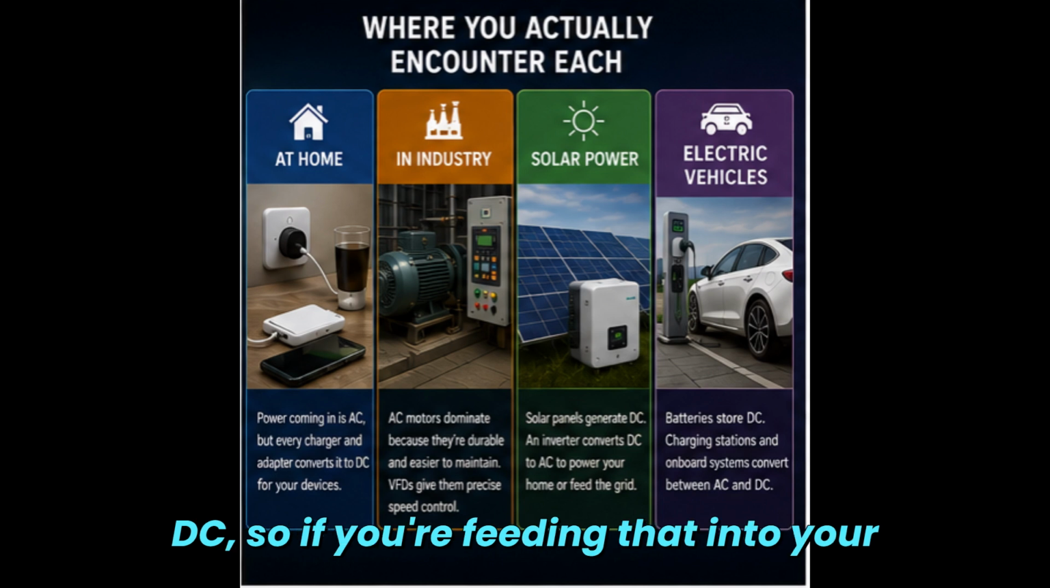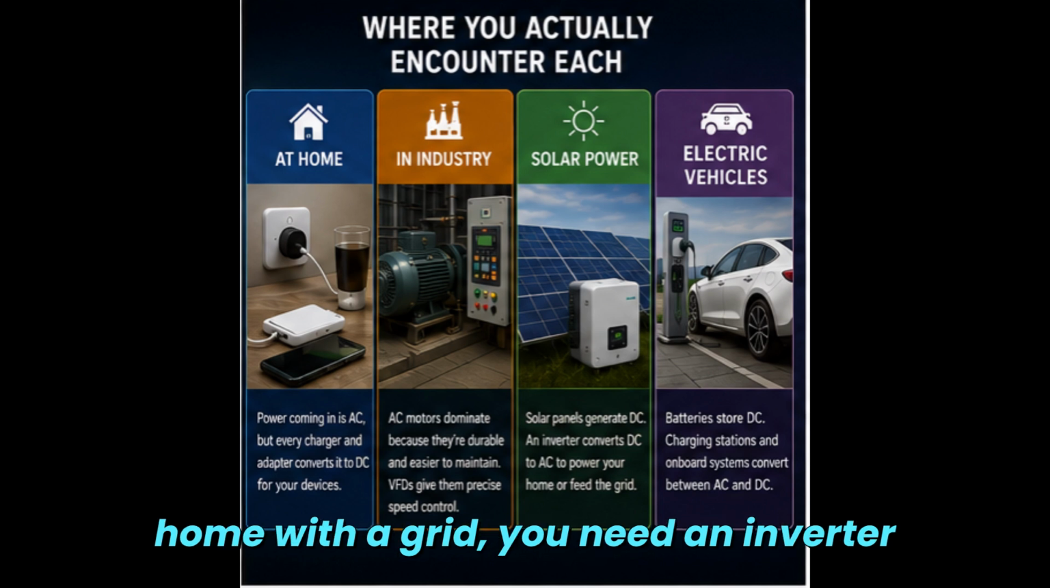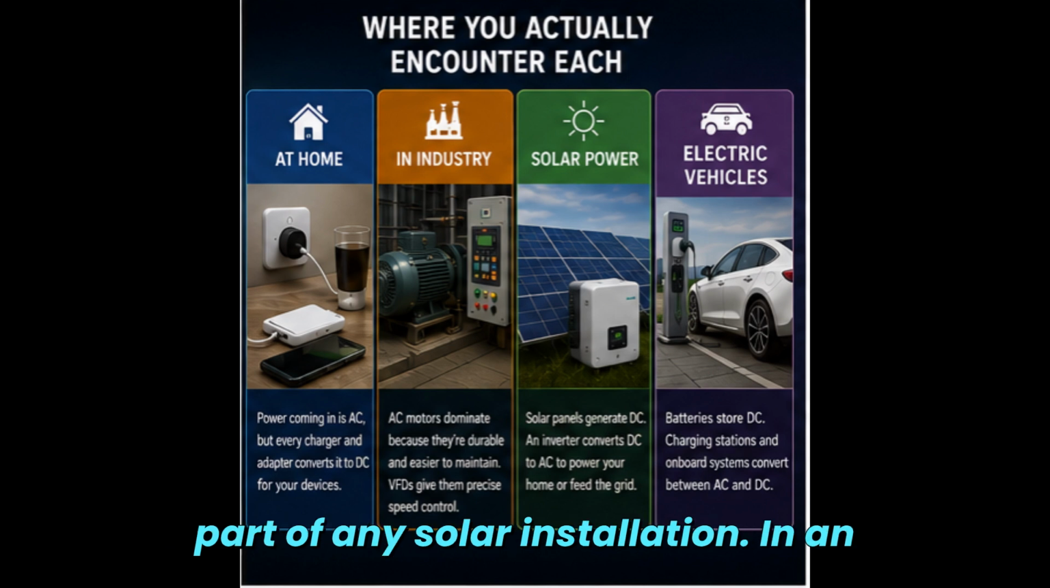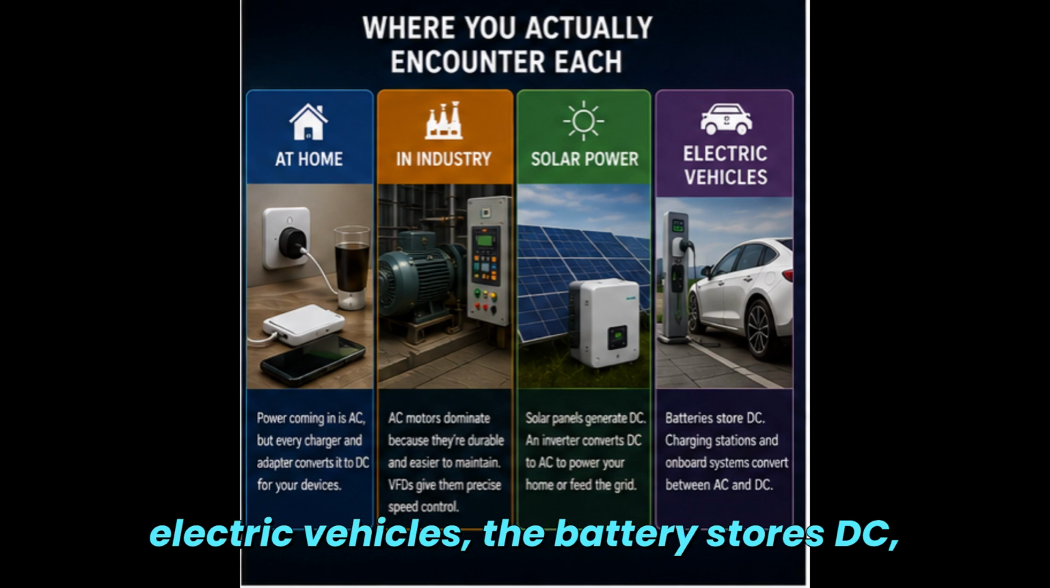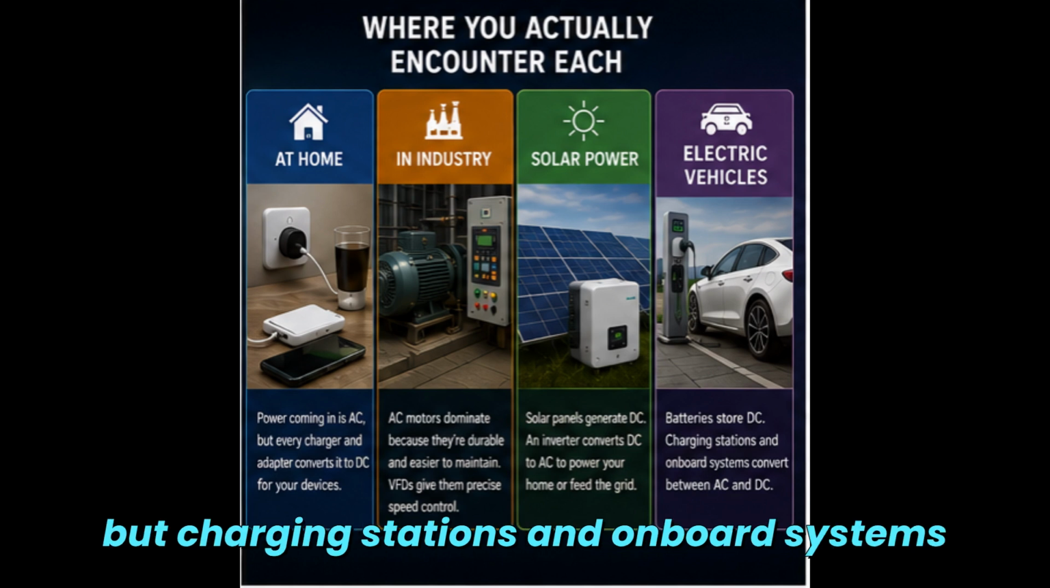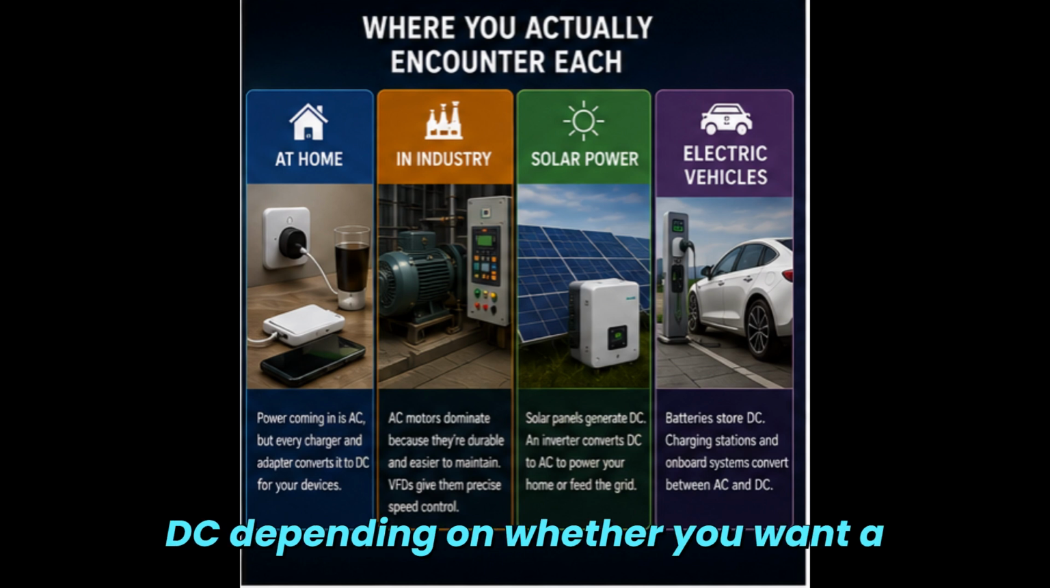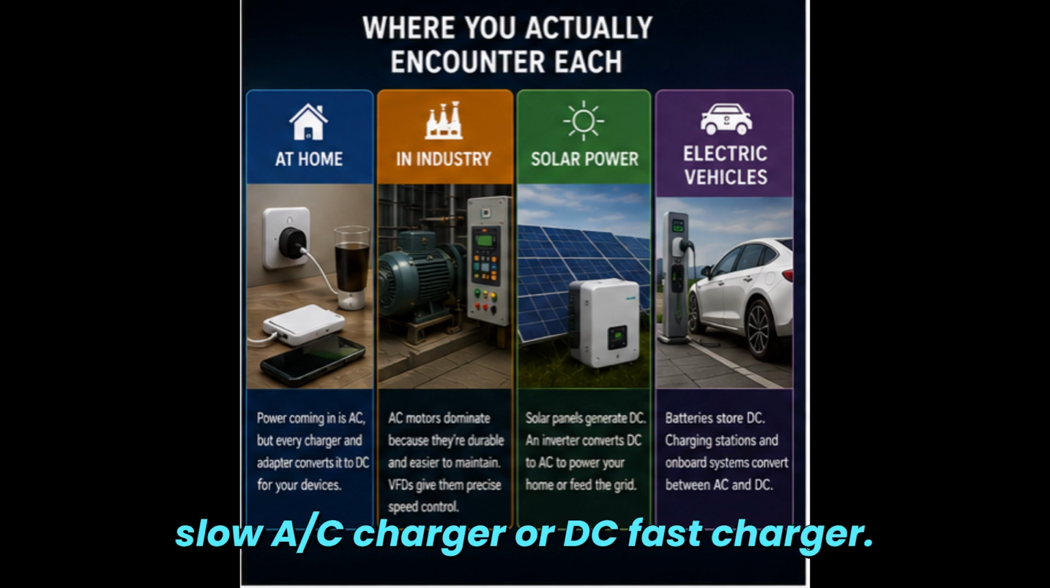Solar panels generate DC, so if you're feeding that into your home or the grid, you need an inverter to make the conversion. That's a core part of any solar installation. And in electric vehicles, the battery stores DC, but charging stations and onboard systems are constantly converting between AC and DC depending on whether you want a slow AC charger or DC fast charger.